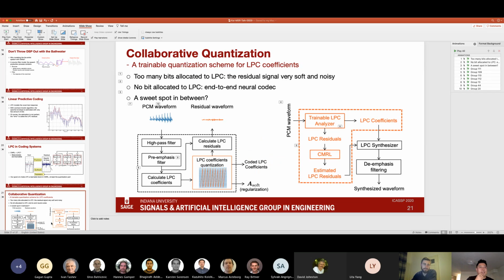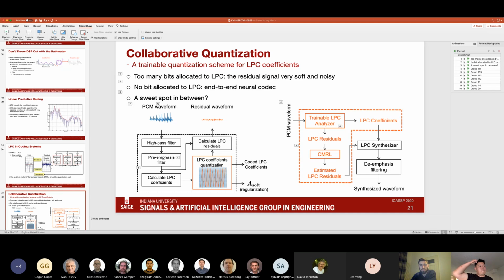Yes, I probably should have clarified that a little bit more. Right now, when I say the LPC part is trainable, only the quantization part is trainable. I didn't really change any other components here. The high pass filter, the preemphasis filter, they are just borrowed from AMR wideband. So I think it's just a linear model, if I understand that correctly.